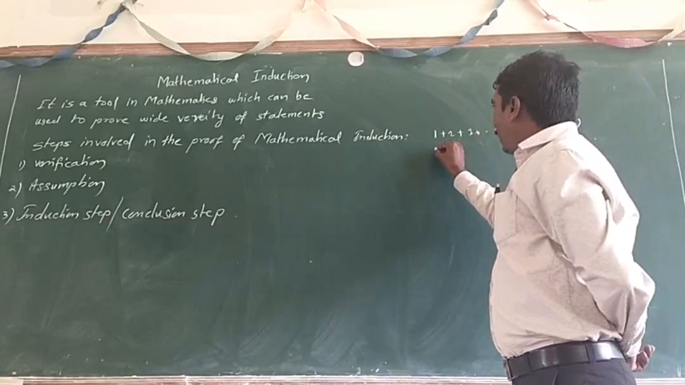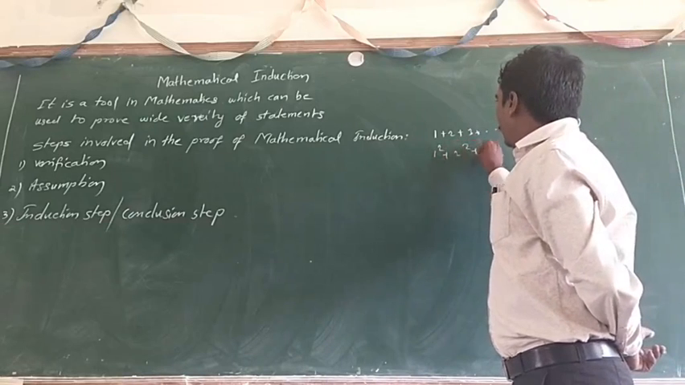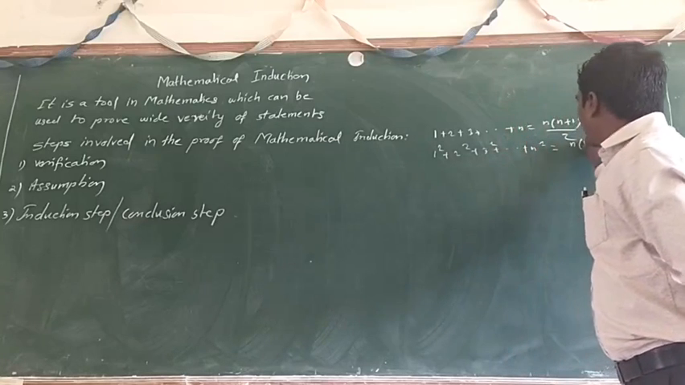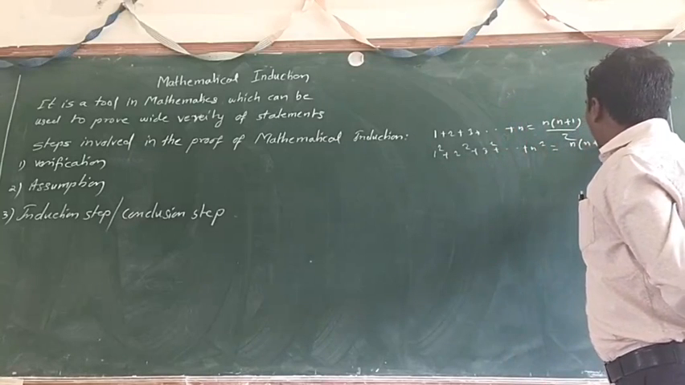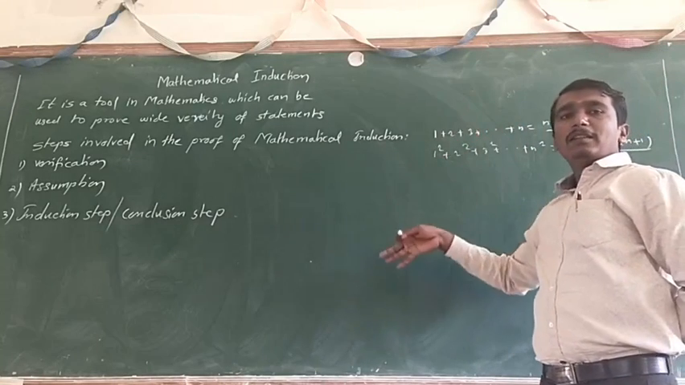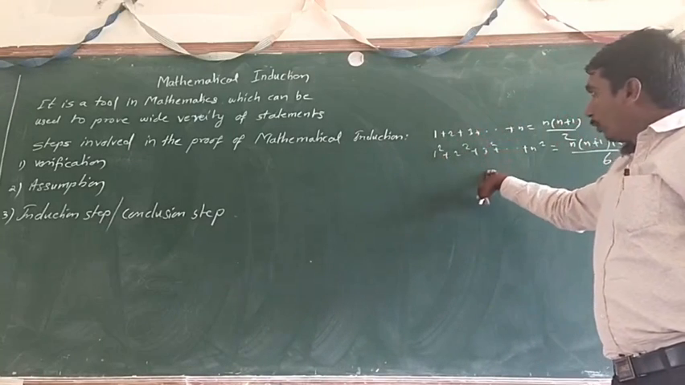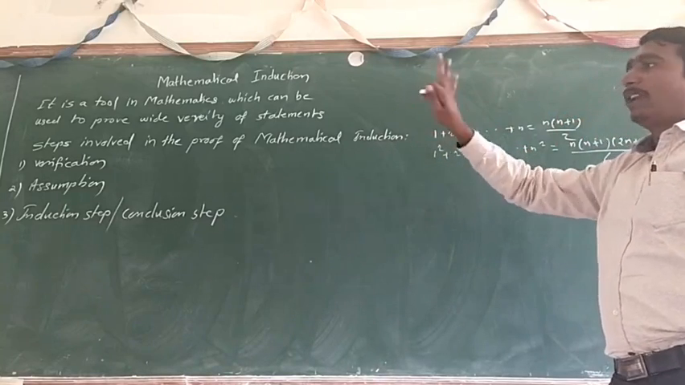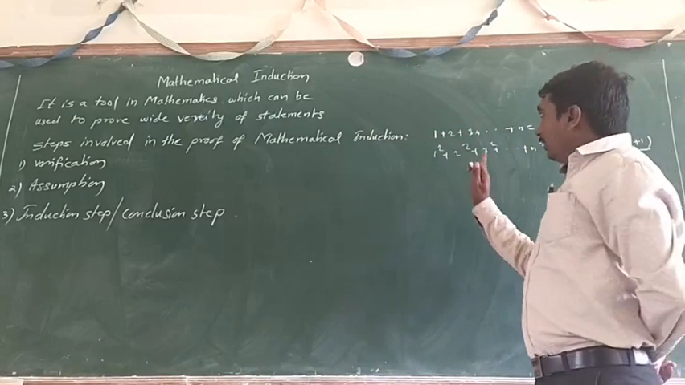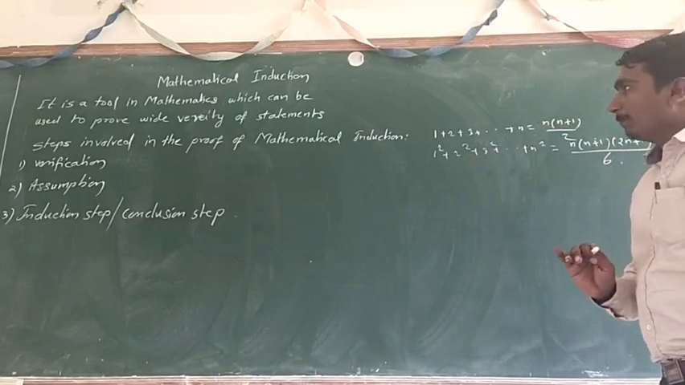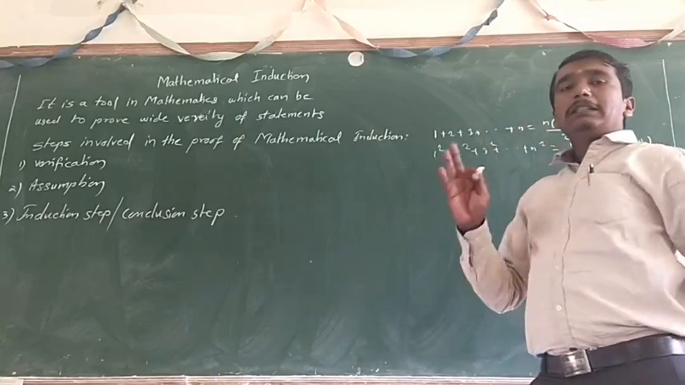And for example, 1 square plus 2 square plus 3 square plus so on plus n square equals n into (n plus 1) into (2n plus 1) by 6 is another example. These statements we prove by using mathematical induction. The principle of mathematical induction includes three steps.